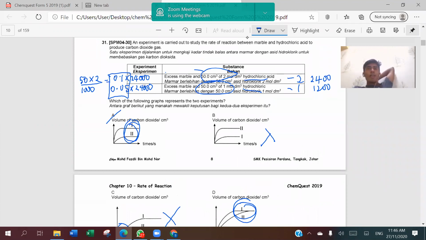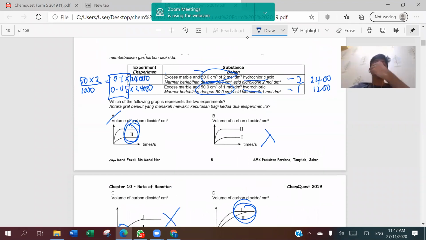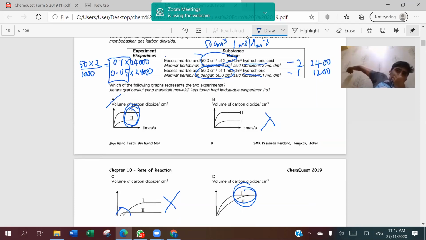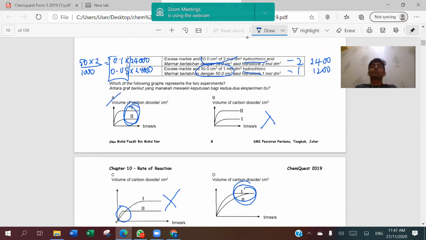If both of them are 50 and 1, 50 and 1, will they meet? Yes, they will meet. Okay, if this question was 50 centimeter cube, 1 mole per decimeter cube for both, then correct, they will meet. Then you will get D, but now it's not the same, so cannot.